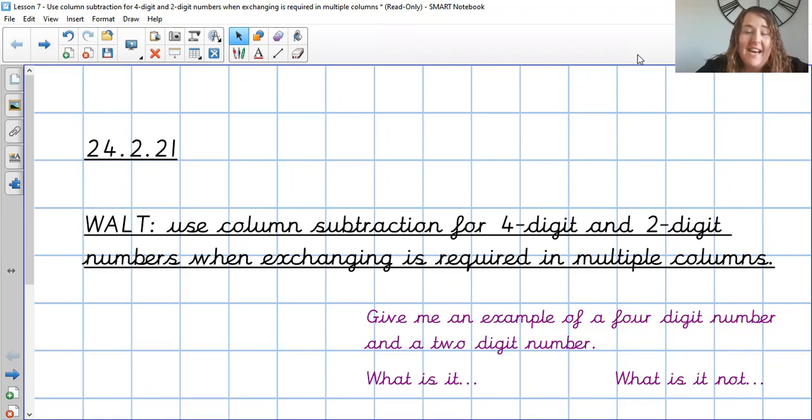This is our last lesson on column subtraction. I know you've done brilliantly, but I'm sure you can't wait for it to be over as well. This is lesson 7, and today we're going to be using column subtraction for 4-digit and 2-digit numbers when exchanging is required in multiple columns. So again, the same skill that we've been learning and practicing over the last few days, but only 4-digit and then 2-digit numbers, so less to go wrong.